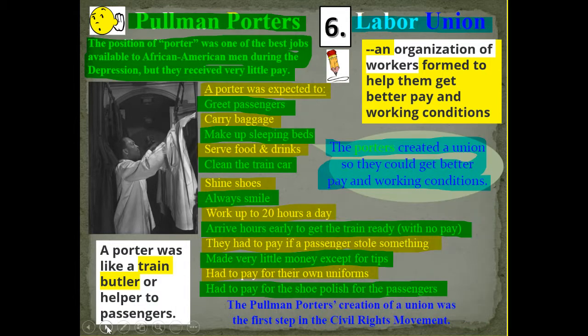The porters created a union so they could get better pay and working conditions. The Pullman porters' creation of a union was the first step in the civil rights movement.